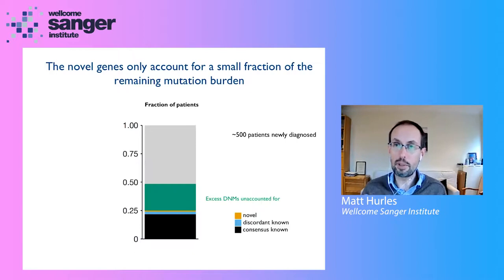But despite the massive scale of this study, by far the biggest of its type in the world, we have only nibbled away at that excess of damaging de novo mutations in protein coding genes. And there's still this large green block of the excess de novo mutations which remain unaccounted for. So we think that despite the scale of this study, we need to get much bigger data sets and develop much better analytical approaches to try and identify these novel disorders that we know are out there.